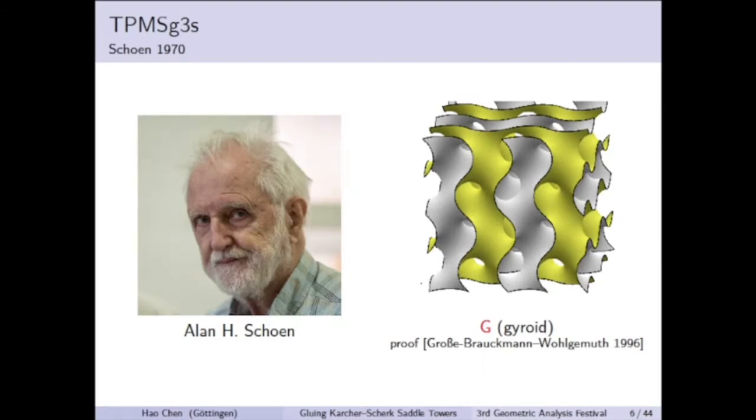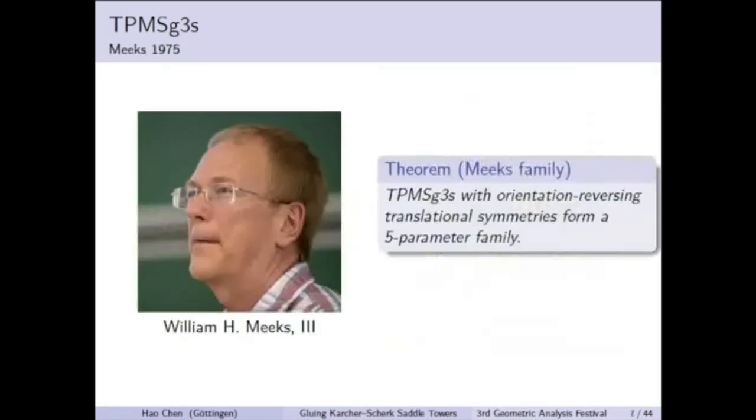It was not until 1996 that Grosse Baumann and Wolgemuth, they are students of Karcher, I believe, managed to rigorously prove the existence of gyroid. Around the same time, in 1975, Meeks, a mathematician, studied TPMSs in his thesis. We have already seen some of his results.